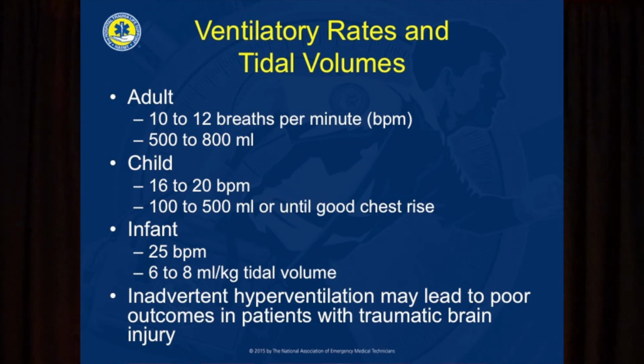For children, you see the rates there of 16 to 20 breaths per minute, and again, about 100 to 500, or again, until you get good chest rise. And then for infants, 25 breaths per minute, obviously a much higher rate because of their higher metabolism and oxygen demand. But you see they're only 6 to 8 mLs per kilo. And again, you want to make sure you get the chest rise. Be very careful in infants and children about overventilating, especially infants. Overventilation, if it gets into the stomach, will cause gastric inflation, and that will impede good ventilation.